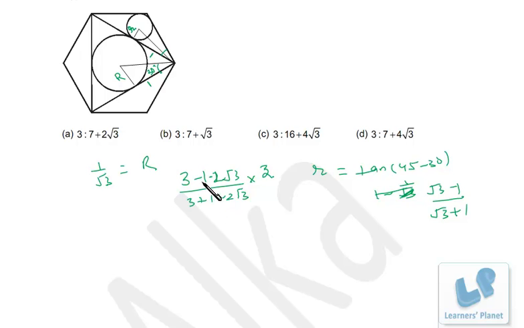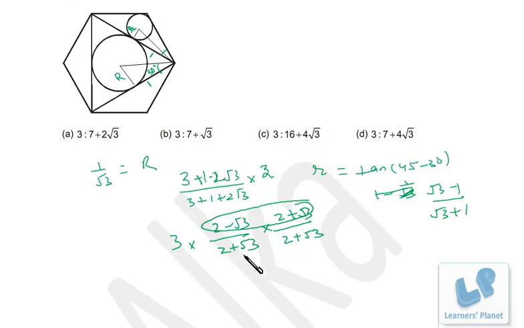Now this is 3 plus 1. So (4 minus 2 root 3) by (4 plus 2 root 3). So it's (2 minus root 3) upon (2 plus root 3) into this 3. I rationalize that: (2 plus root 3) upon (2 plus root 3). So this is 4 minus 3, it will become 1. Now this is (2 plus root 3) whole square.